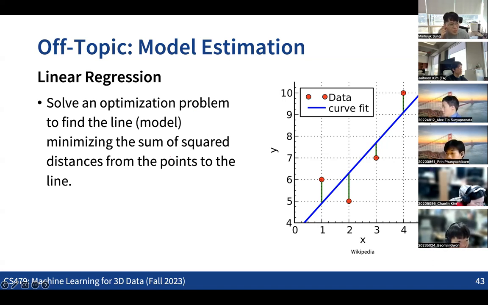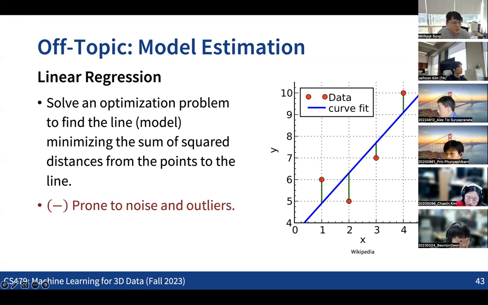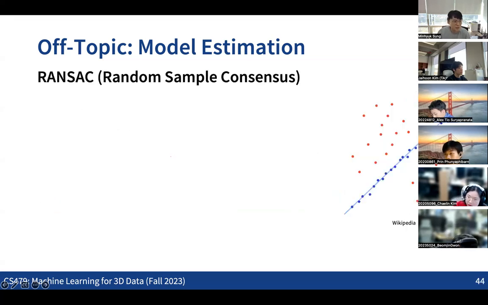Obviously, the problem with linear regression is that it is very sensitive to noise and outliers. If you have some outlier points, they will affect a lot in terms of finding the best model. That's why people came up with a different idea: RANSAC, which is also a very common idea in computer vision.